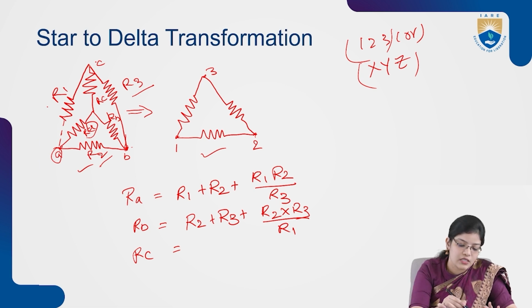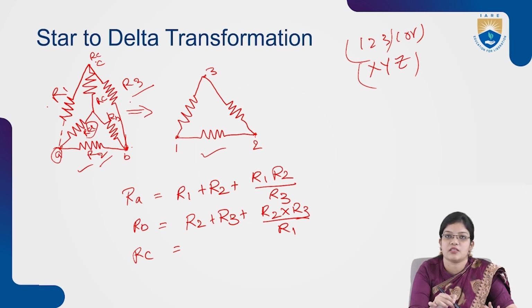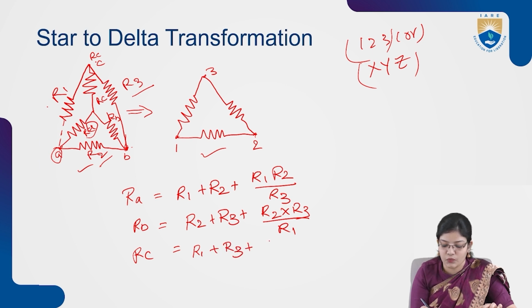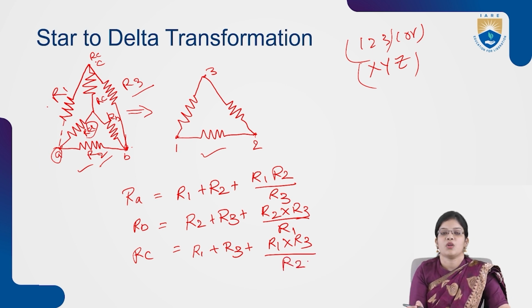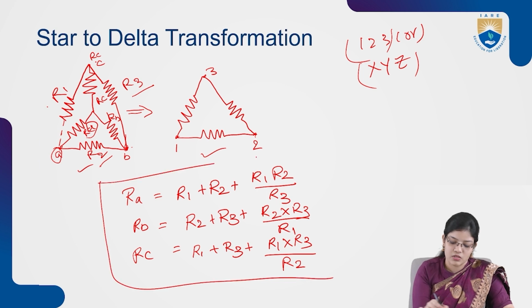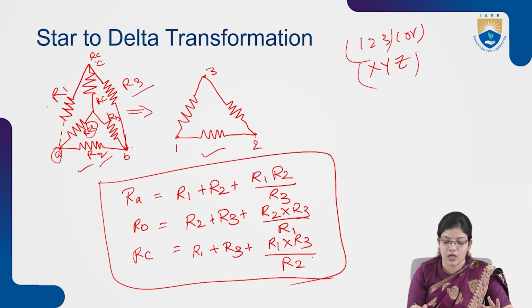So if I consider the terminal RC, for the terminal RC, R1 and R3 resistances are connected. So first we need to add these two resistances, R1 plus R3, and then we need to multiply, and then divide with the opposite resistance which is R2. So these are the formulas to convert from star to delta.